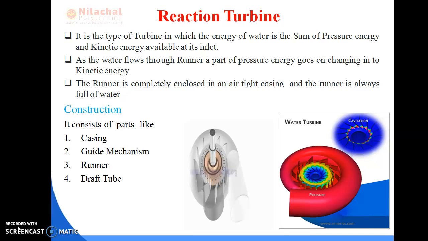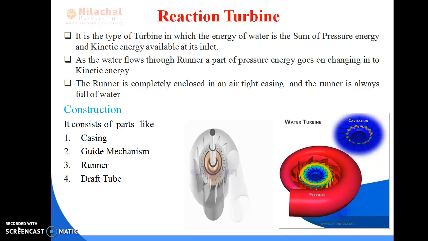In the case of a reaction turbine, the runner is completely enclosed in an airtight casing and the runner is always filled up with water. This reaction turbine is also known as a pressure turbine.